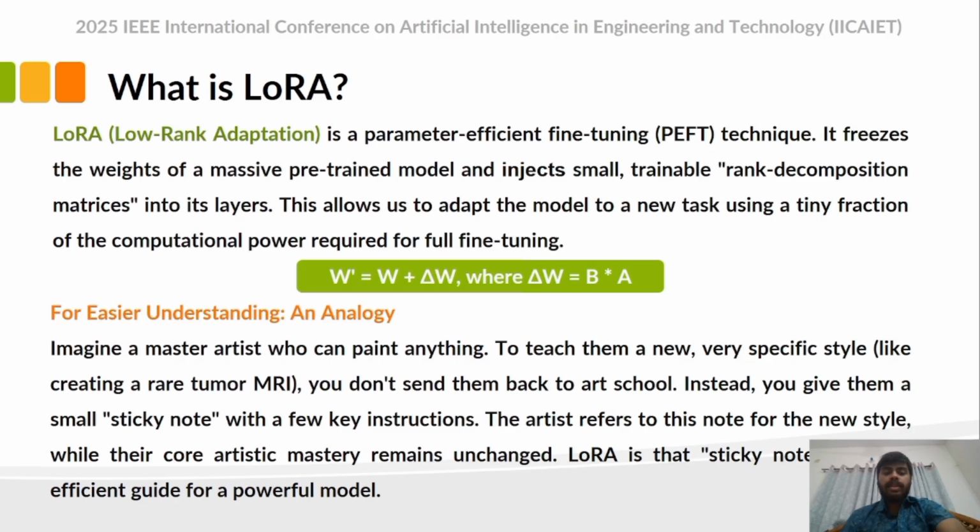Here's a simple way to think about it. Imagine an artist who can paint anything. To teach them a new specific style, like painting a rare type of tumor, you don't send them back to art school. Instead, you just give them a small sticky note with a few instructions. The artist uses this note to learn the new style, but all their main skills stay the same. LoRA is like that sticky note. It's a small, smart guide for a very powerful model.